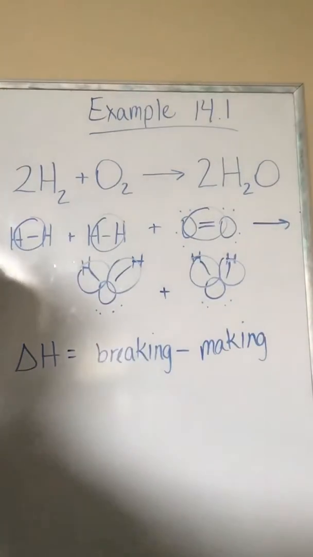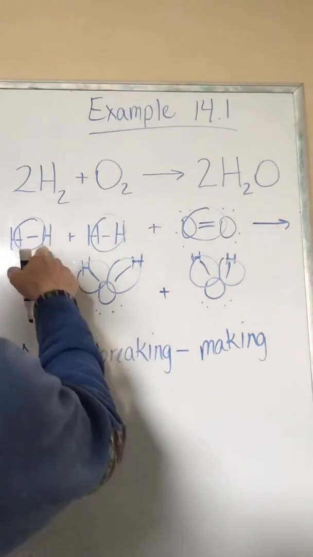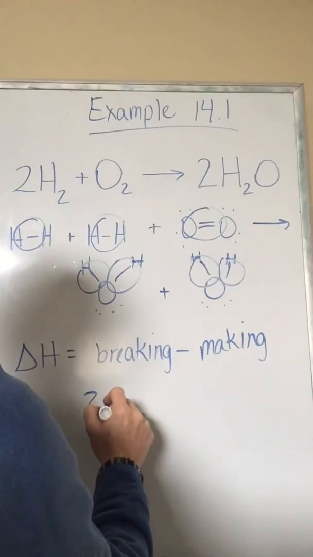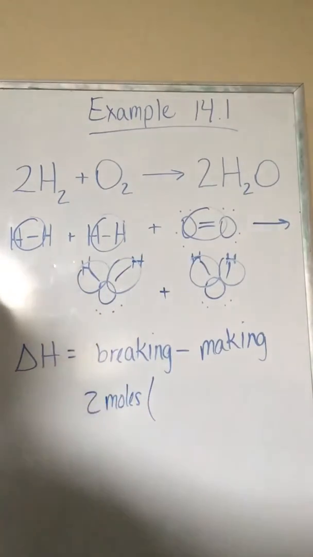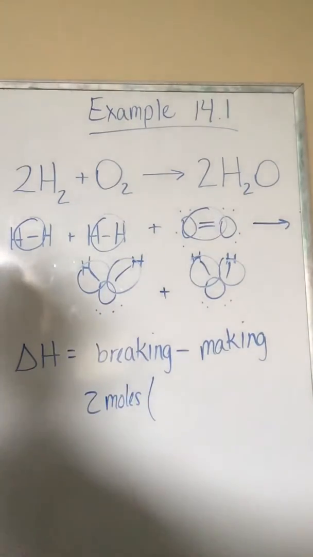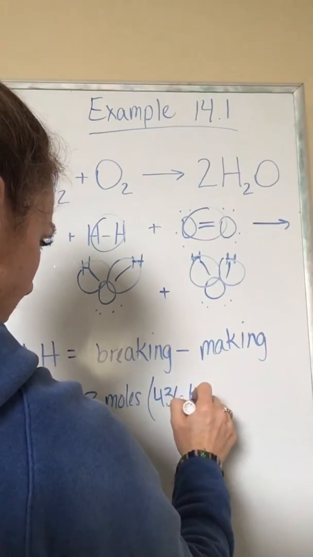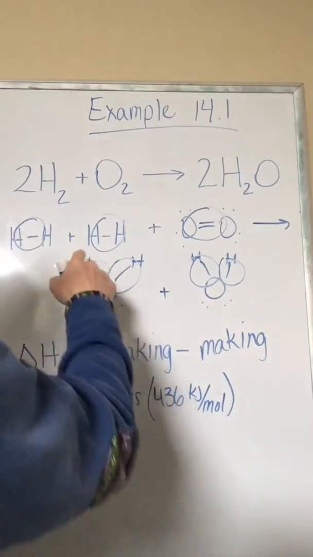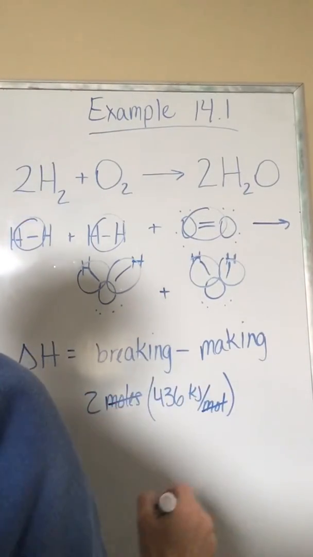All right, so we have 2 moles, right? We have 2 of these HH bonds that we have to break. So we have 2 moles, right? And we have times each HH bond requires 436 kilojoules per mole. All right? That's just for the hydrogen. Okay? So our moles cross out.